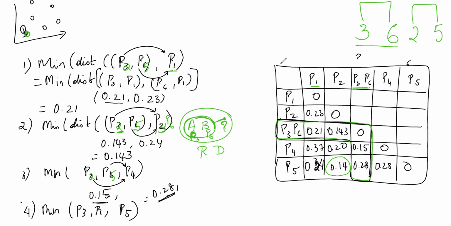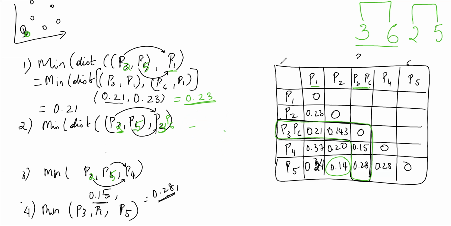From P2 to P5 with respect to P1. So 0.23. Yes. First, P2, P5, P1, 0.23. Exactly. The answer is correct. From P2 to P5 with respect to P3 comma P6, what will be the distance? Okay, maybe you might find this difficult. I'll just tell you. It's actually easy when you split it up. I'll just give you the split up for you to understand.